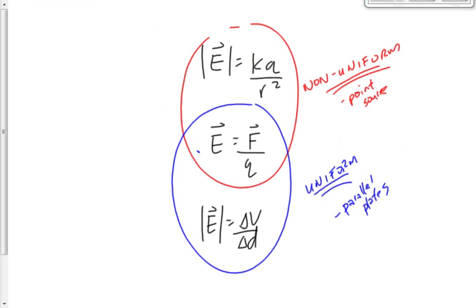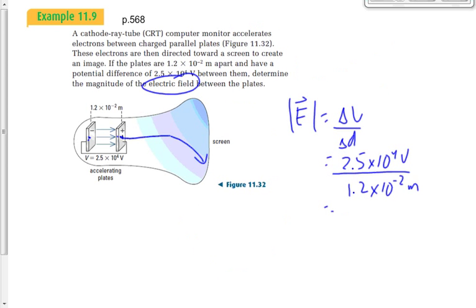Is there any reason why I could not try the top equation? Absolutely, there's a reason. Because that's only valid on a non-uniform field. And I got a uniform field here. So this is what it's going to be. 2.5 divided by 1.2, I believe, is 2.08 times 10 to the 6, was it? What units would we use? Volts per meter, or we could use newtons per coulomb. Either one of those would be good.